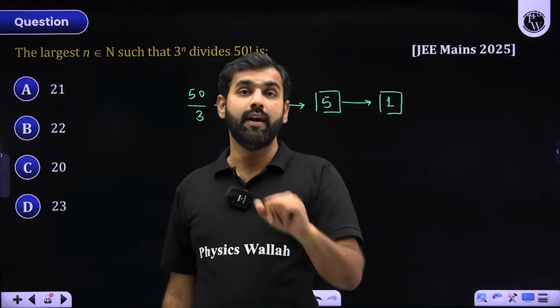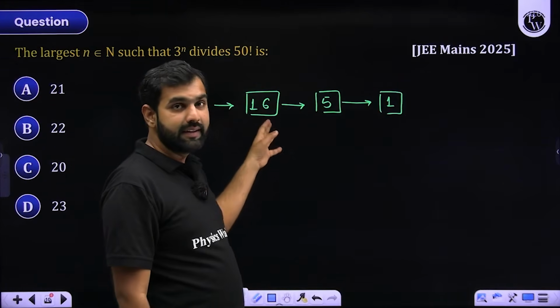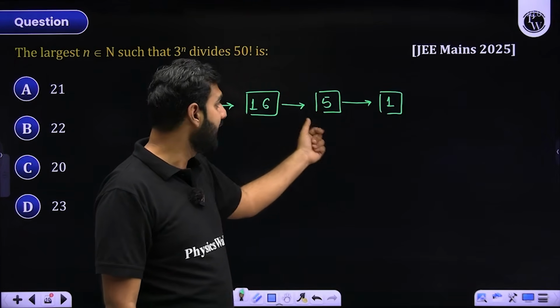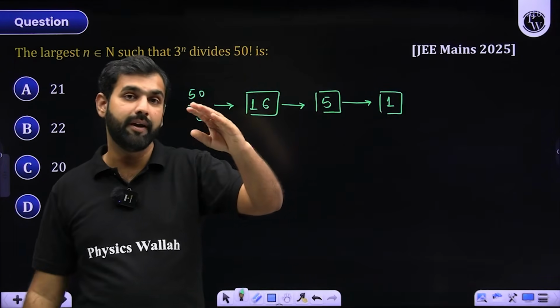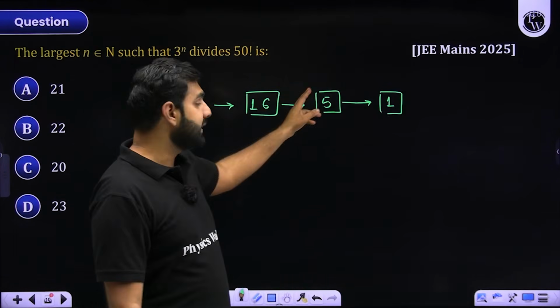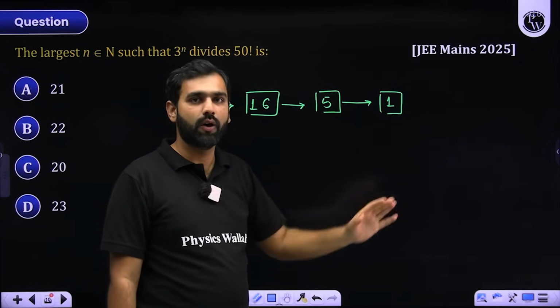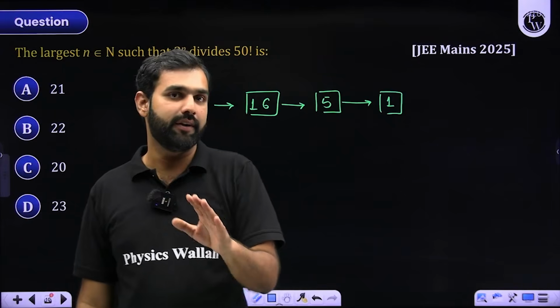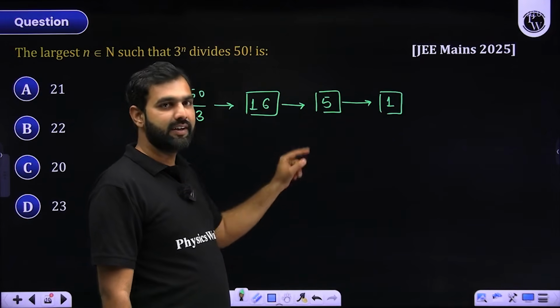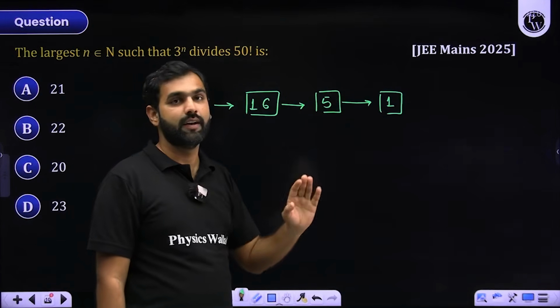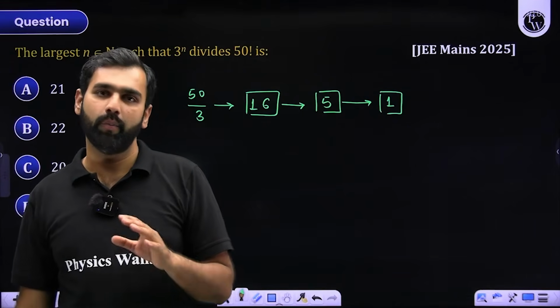I hope you're realizing at 9, 18 and so on, I'll be getting more 3s, and at 27 and so on, I'll be getting more 3s. So I hope you're understanding. Single 3s will be 16, double 3s will be 5 and triple 3s will be 1.